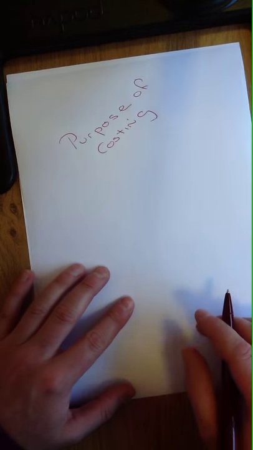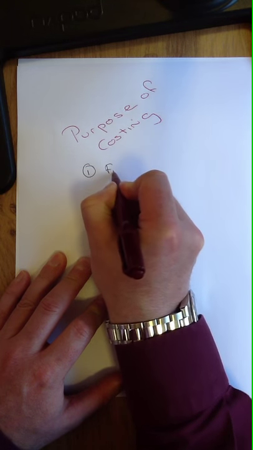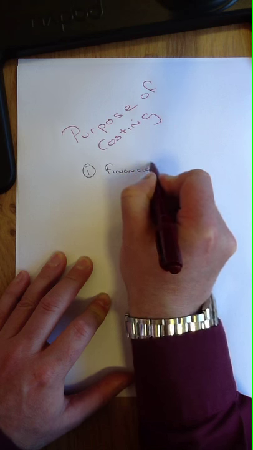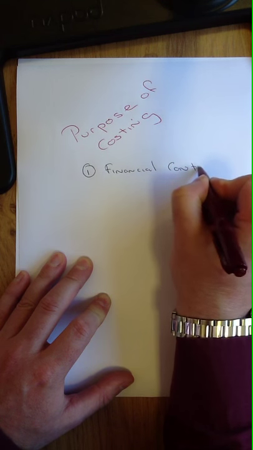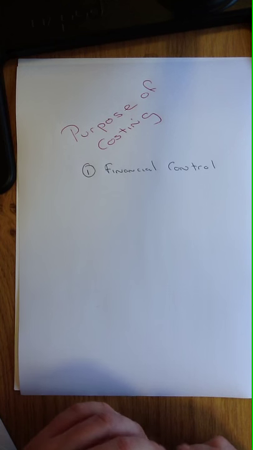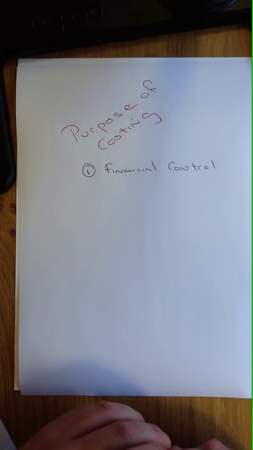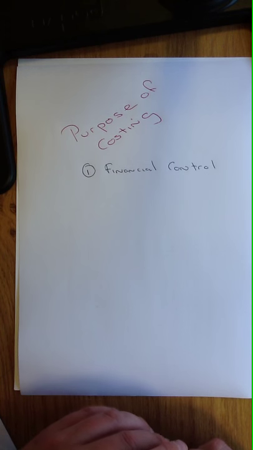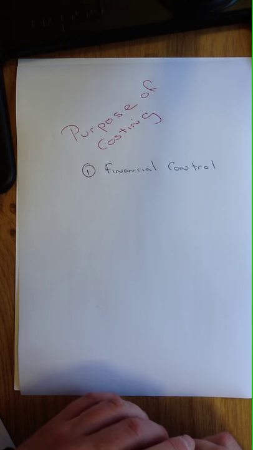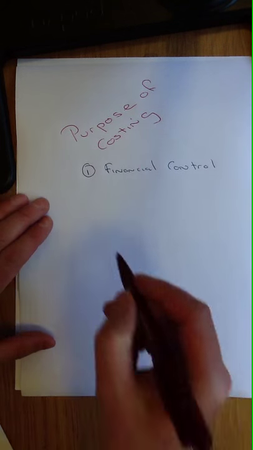The first main purpose of costing is financial control, and you need to be able to explain this. All businesses are profit-led, and to maximize profits, businesses must know their costs and be able to keep their costs under control. Remember, every £1 saved in costs is £1 more profit for the business.